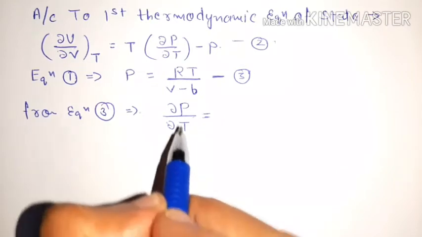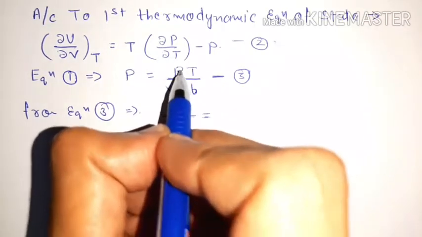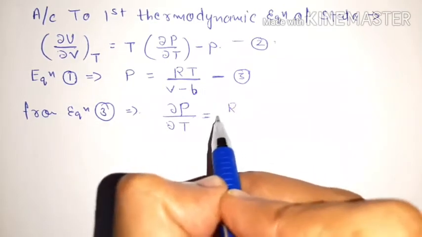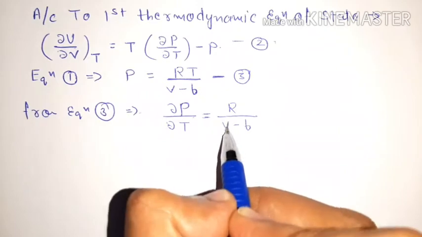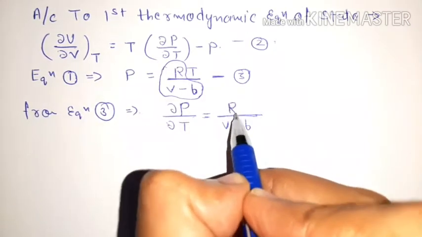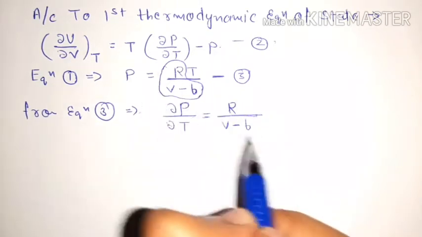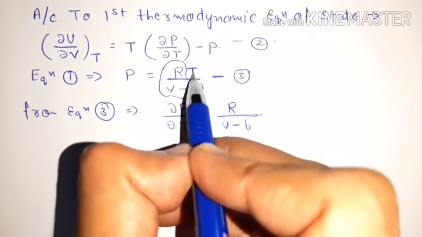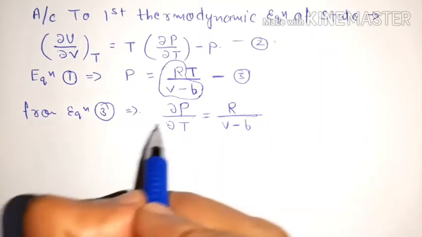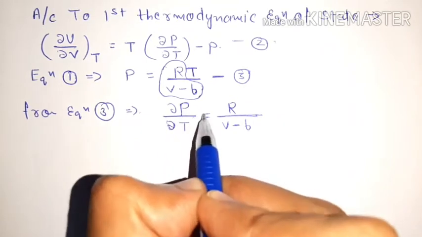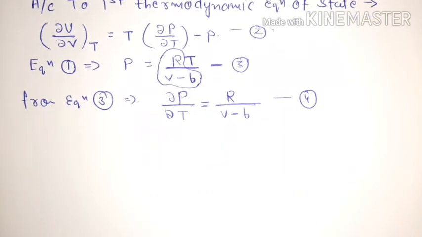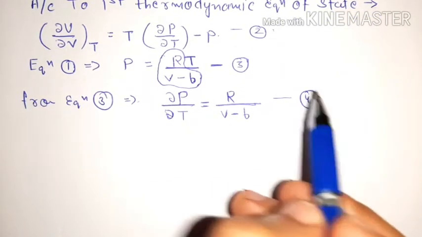When we do a partial differentiation of P with respect to T, in this equation we have RT over (V minus B). We know that R upon (V minus B) is a constant entity, this whole term is a constant, so it stays as it is, and the differentiation of T with respect to T is 1. So ultimately we have ∂P/∂T is equal to R upon (V minus B), which is equation number 4. Understand?